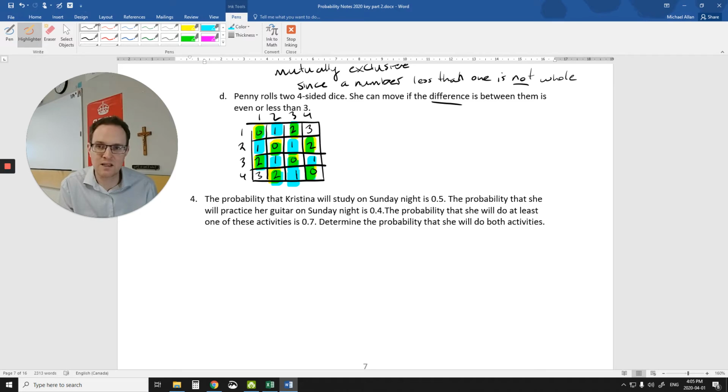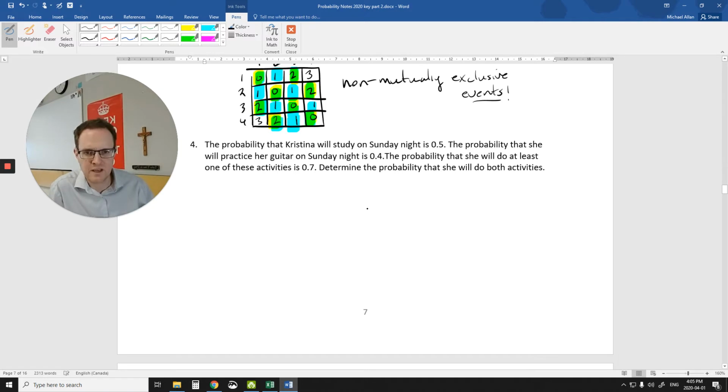We highlighted quite a bit there, and there's a lot of green in there where they overlapped each other. So they are non-mutually exclusive events. Okay, lots of overlap.